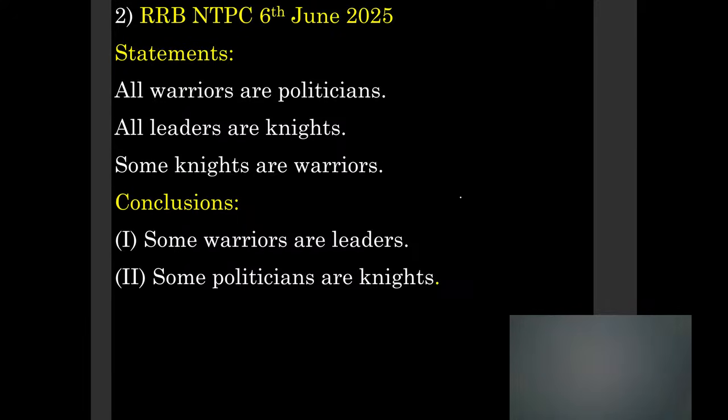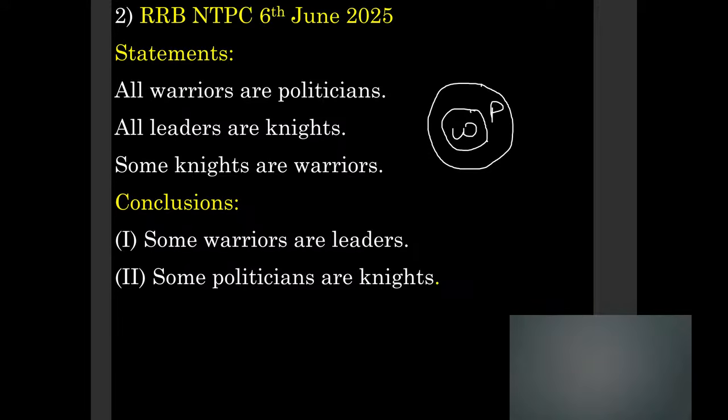Okay, let us check how to do it. The first statement says that all warriors are politicians. So all warriors come under politicians. This is the first statement. Next, coming to the second statement, all leaders are knights. As we don't know any knights and leaders here, I am moving to the other statement. Third statement: some knights are warriors.